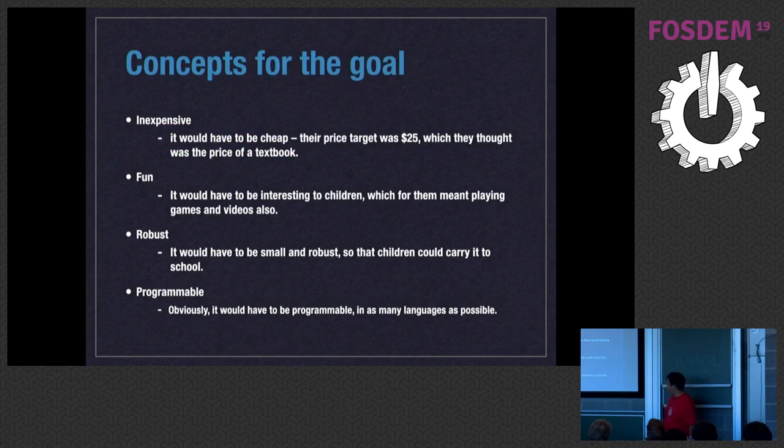Raspberry Pi should be cheap, fun, robust and programmable. Those were very important elements of the Raspberry Pi Foundation. When making a product, first of all they considered its cost, and they also considered robustness.